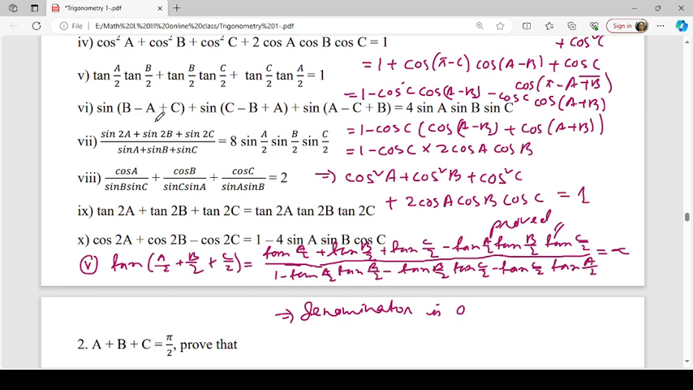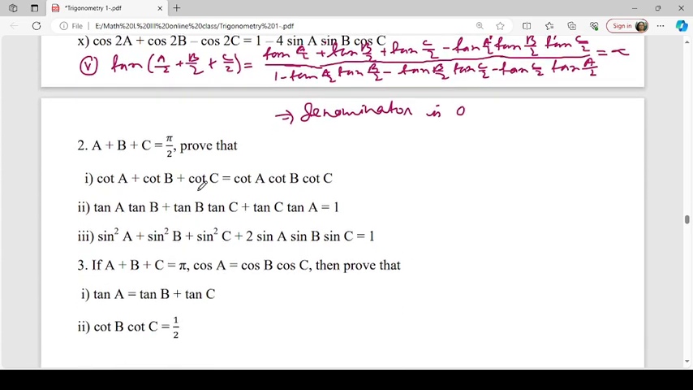This is number 6. I think you can try this and you can do it. Next one, a plus b plus c is pi by 2. This is also like this. So tan of (a plus b plus c) will be, so in place of this we write a plus b plus c, so this will be a, b, c. So we will have tan a tan b plus tan b tan c plus tan c tan a is equal to 1, and then we divide.